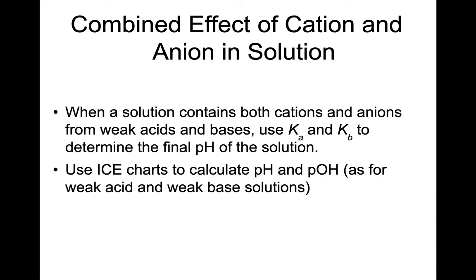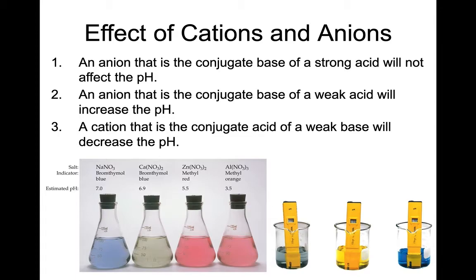In this case, we would turn to our ICE tables to calculate pOH and pH, just like we did for weak acids and weak bases. We're doing the same thing, just now with ions instead of full acids and bases. Alright, this is really just restating those rules once more to talk about them before we look at an example. So a couple things to check.